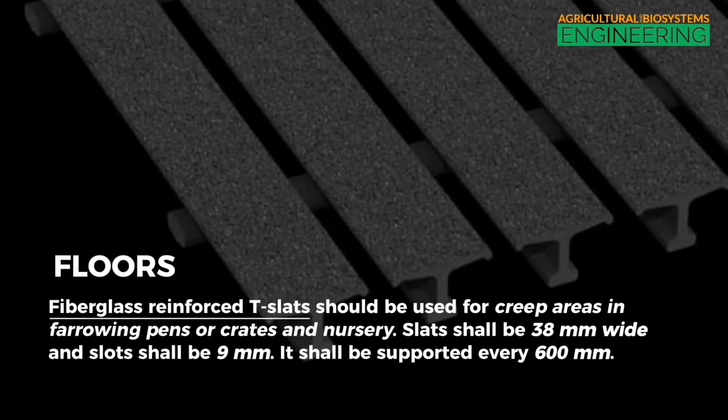Fiberglass reinforced T-slats should be used for creep areas in farrowing pens or crates in nursery. Slats shall be 38 mm wide and slots shall be 9 mm. It shall be supported every 600 mm.